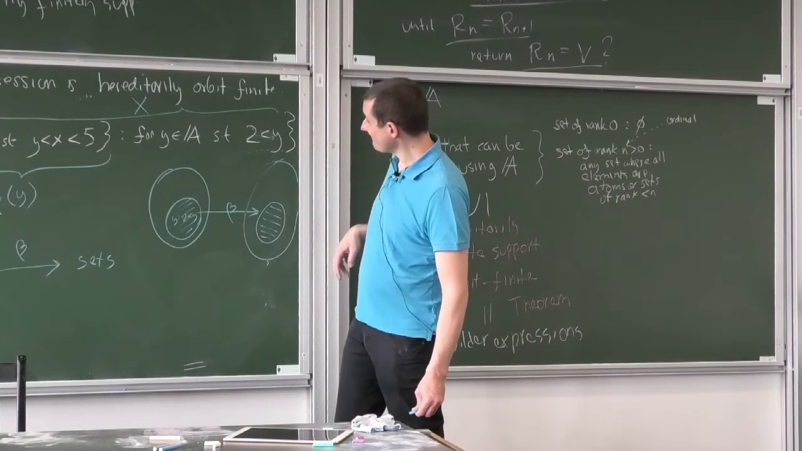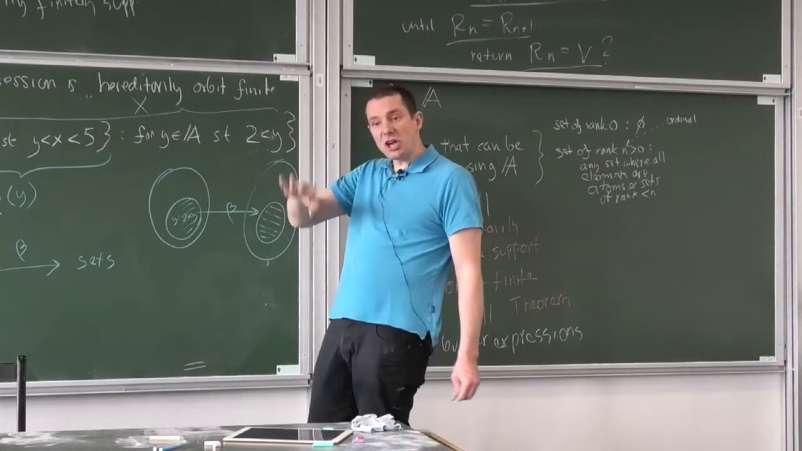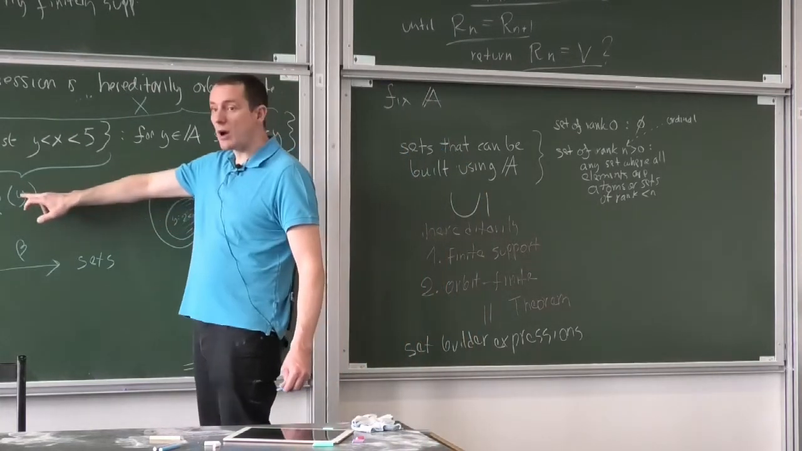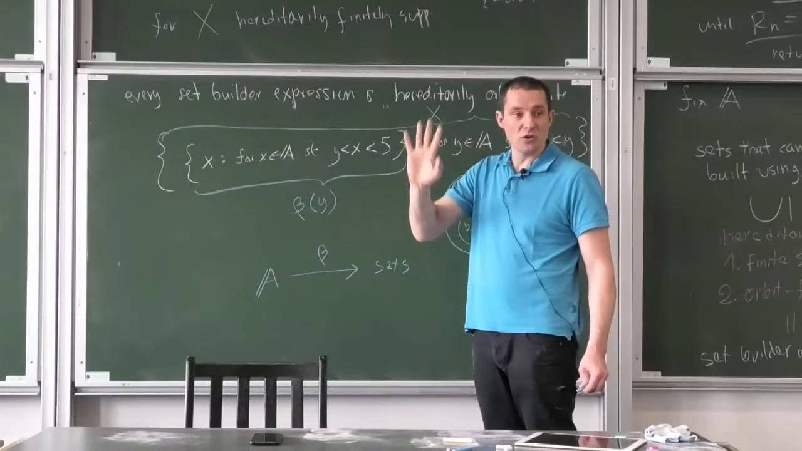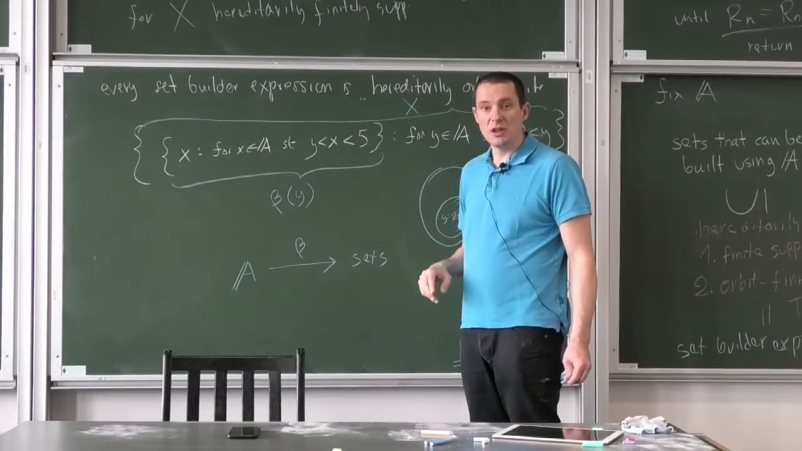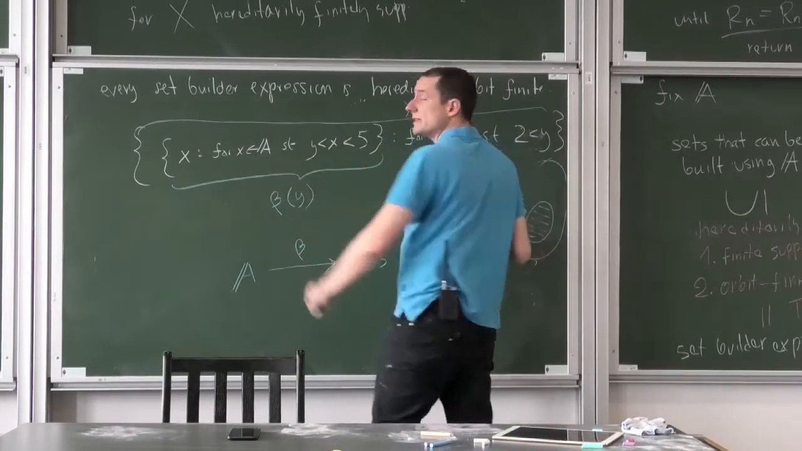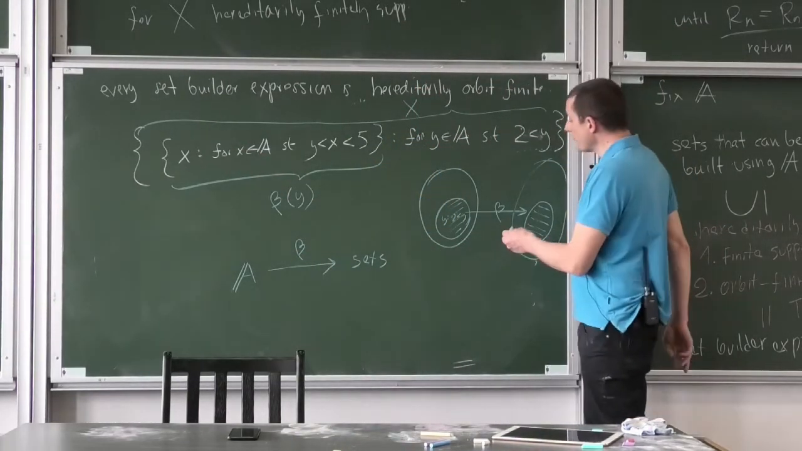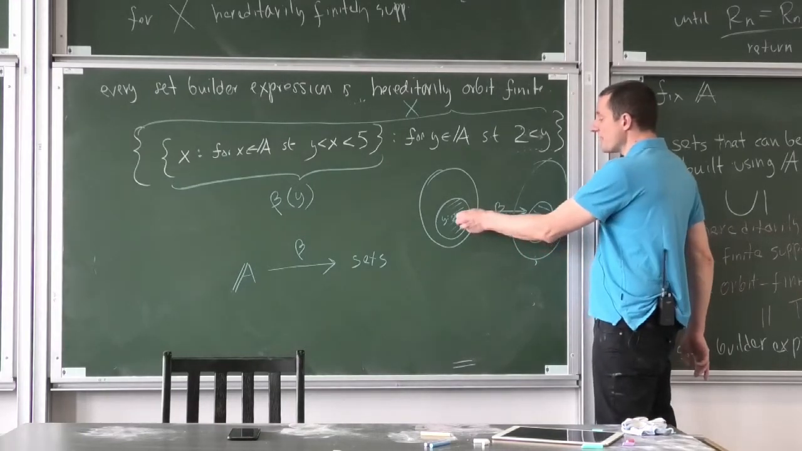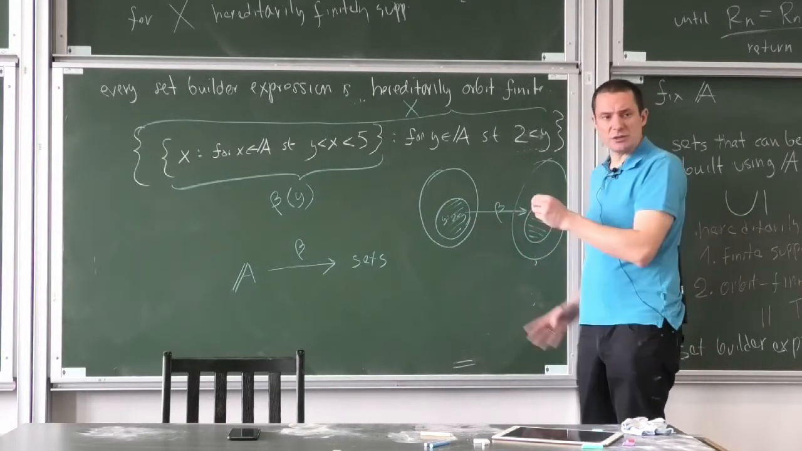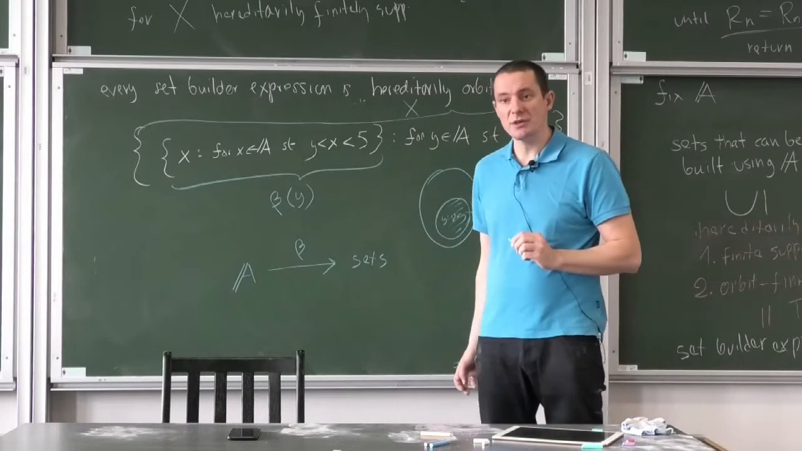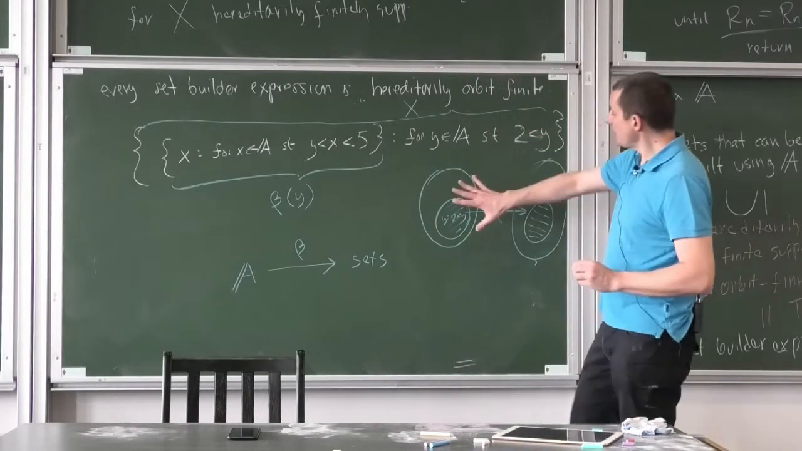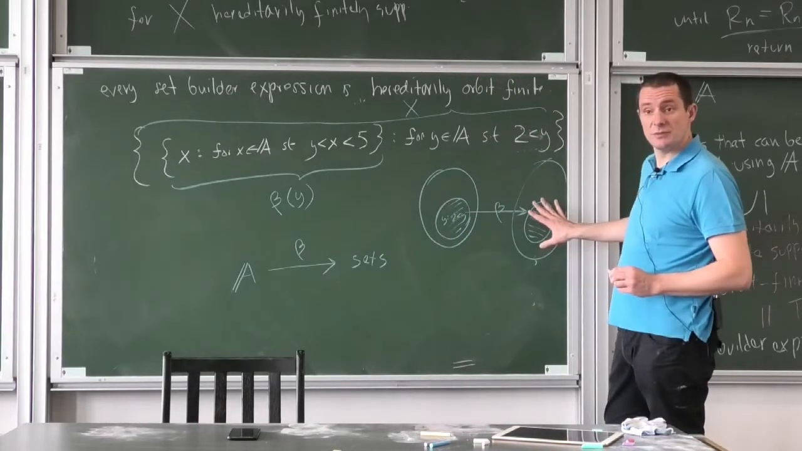Now we can prove by induction that for every choice of y, this produces an orbit finite set. So now we want to show that the whole top level set is orbit finite. Well, what we just have to show is that this function is somehow continuous, so it's very well behaved. And it has the property that it maps orbits to orbits.